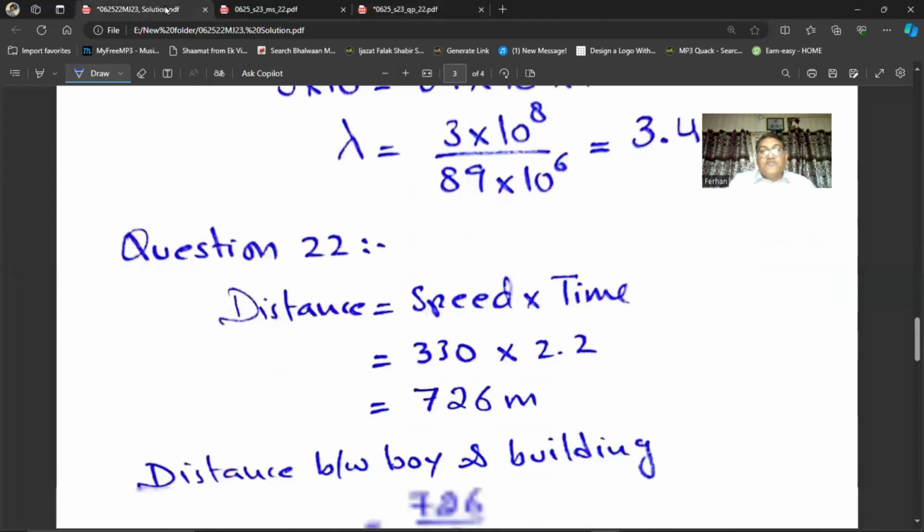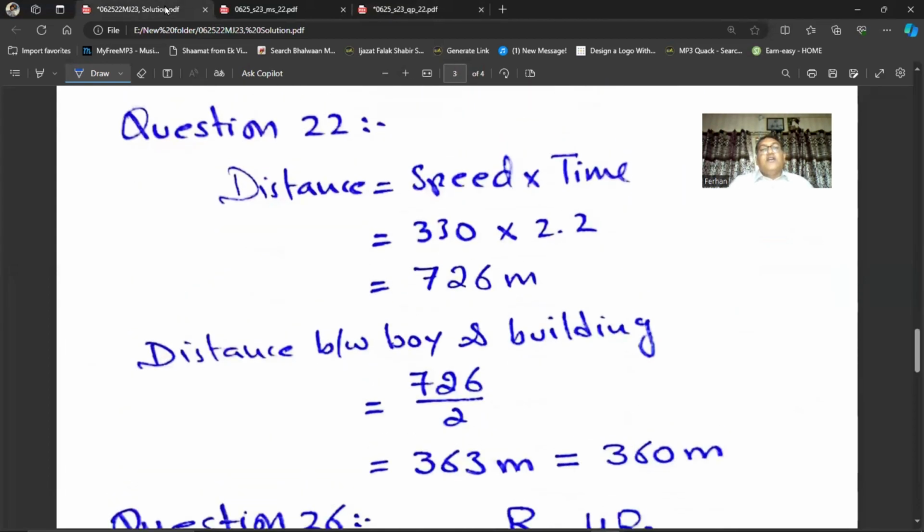So let me show you. Okay. The distance covered by the sound wave will be speed multiplied by time. The speed is 330 meters per second and the time is 2.2 seconds. So that is 726 meters. But the distance between the boy and the building will be half of this distance.